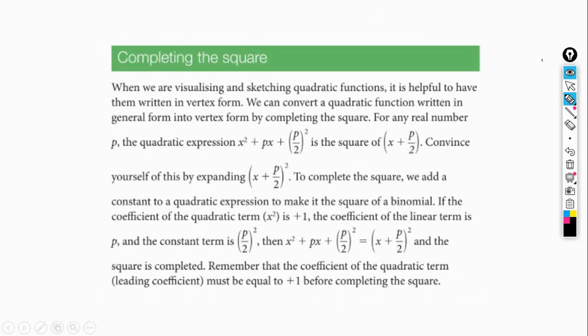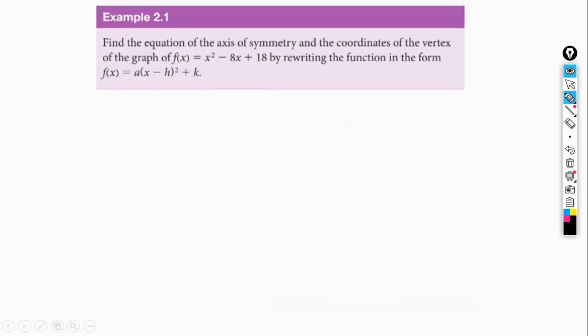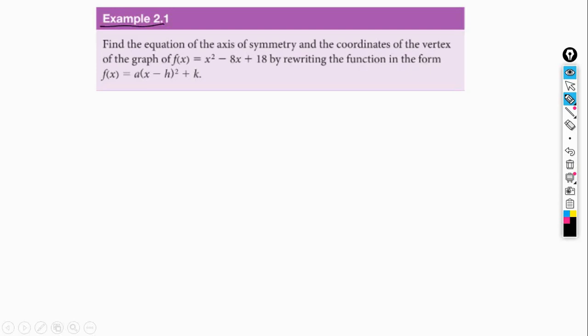Now we're going to take a look at completing the square. So notice that if you have a quadratic expression such as x squared plus px plus (p half) squared, this is going to be the square of the binomial x plus p halves. Now you can convince yourself that this is true by expanding (x plus p half) squared. Now to complete the square, we add a constant to a quadratic expression to make it the square of a binomial. This is going to be much clearer in the example that follows. So here we are with example 2.1.